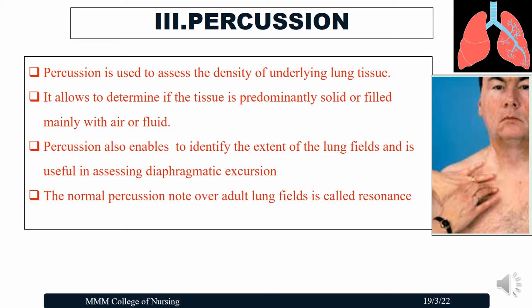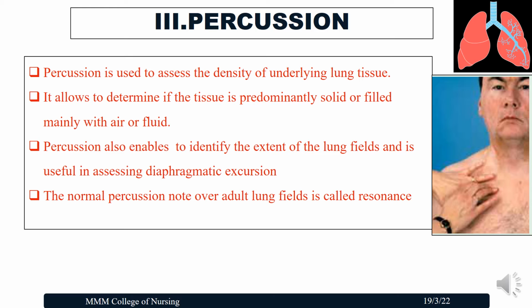Percussion is used to assess the density of the underlying lung tissue. It helps to determine whether the tissue is predominantly solid or filled with air or fluid. Percussion also enables us to identify the extent of the lung field, and it is useful in assessing diaphragmatic excursion, that is, how far the diaphragm goes down, which helps the thoracic cavity to enlarge. The normal percussion note over the adult lung field is called resonance.